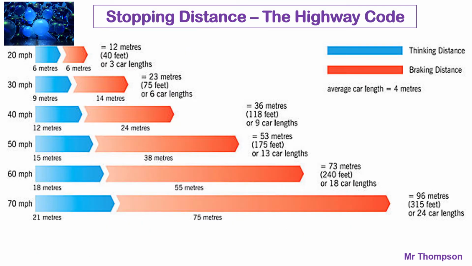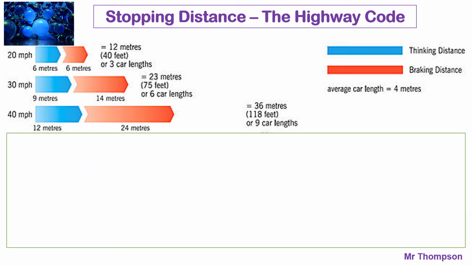Okay, so here's the actual data from the highway code here. We're going to have a look and analyze some of this. You can see that at a faster speed, the overall stopping distance is much longer. If you look at the blue line, that's the thinking distance, the red is the braking. We're going to delve into that a bit more. So we just consider the first three.